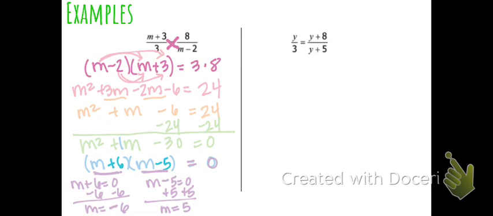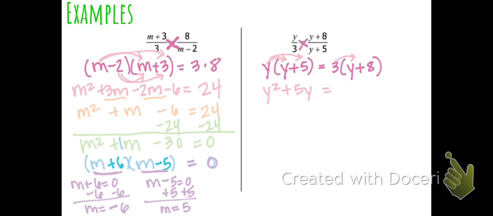Let's do one more. The one on the right. Again, we start off by just cross multiplying. And then we simplify each side. So on the left, I'm just going to distribute the y. And on the right, I'm going to distribute the 3.